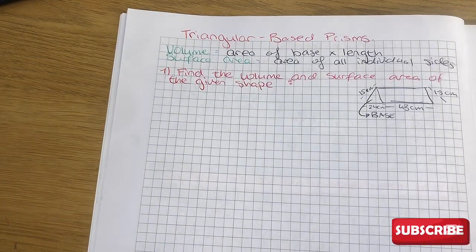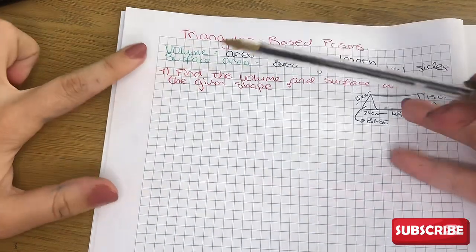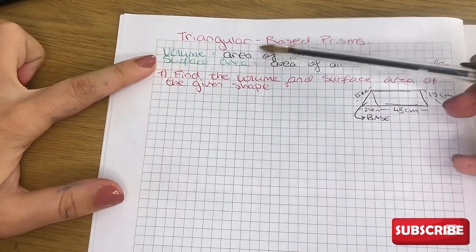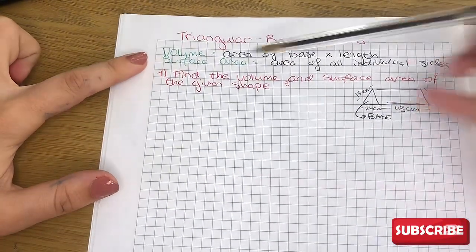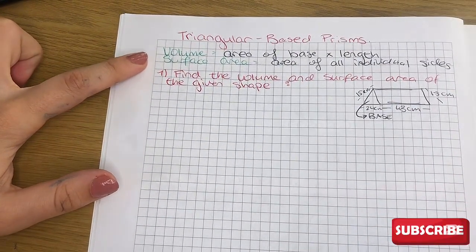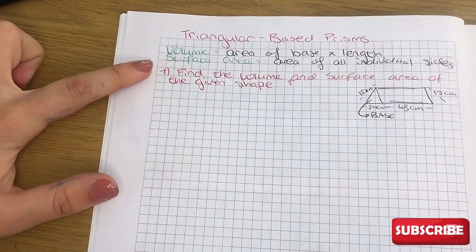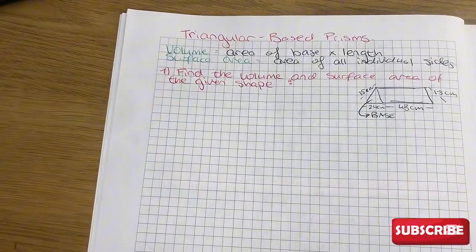Okay, we're given this question. Find the volume and surface area of the given shape, okay? With these two formulas given to us, the volume is the area of the base and length, of a triangle. But the surface area is the area of all individual sides.